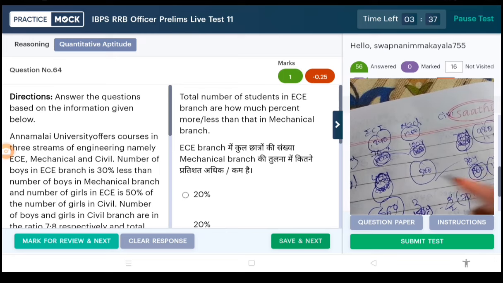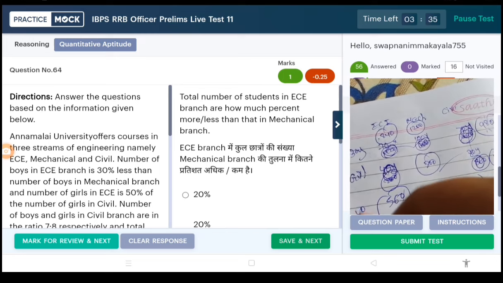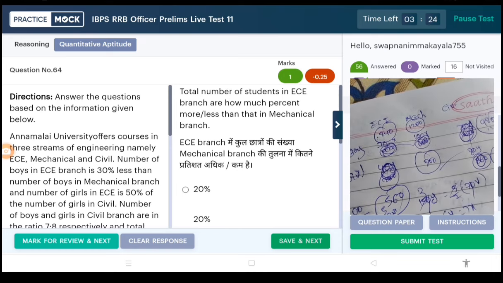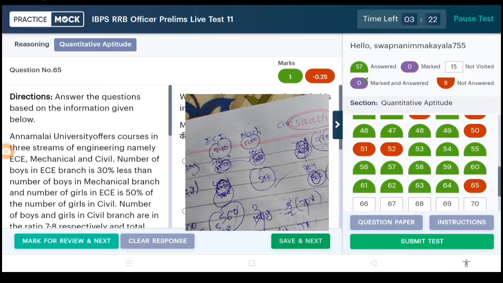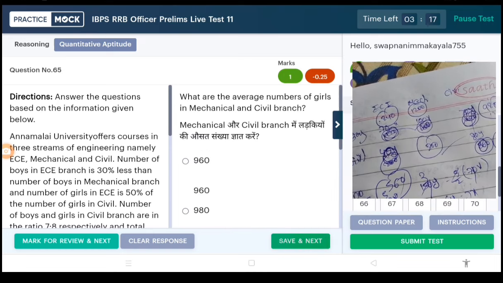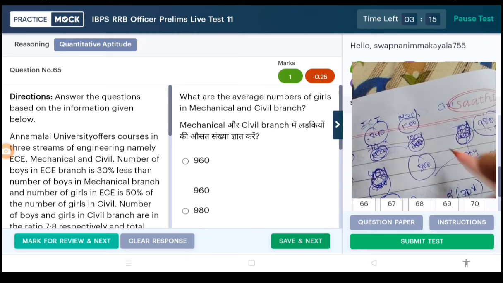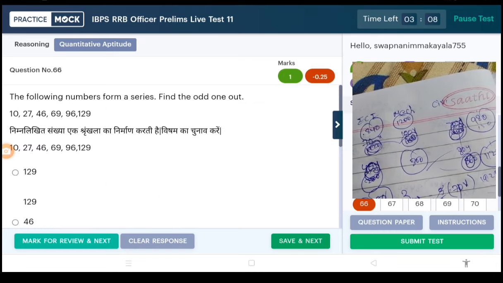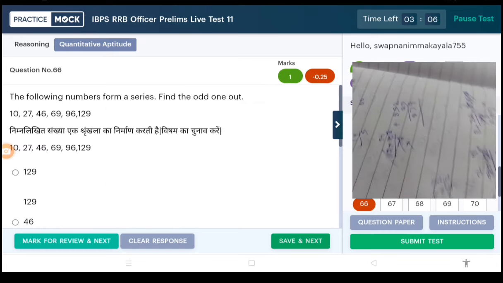Total number of students in ECE, mechanical, 30%. Average number of girls in mechanical and civil, 960. Next one.